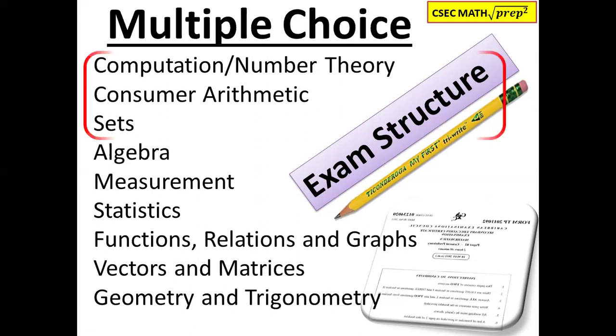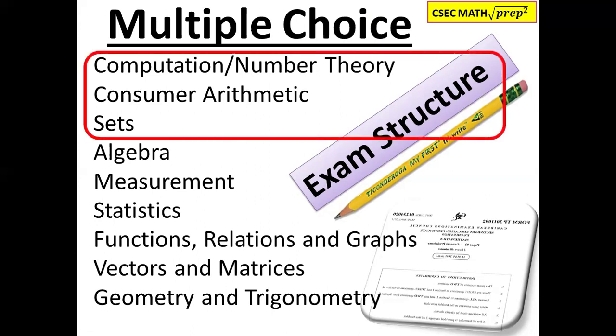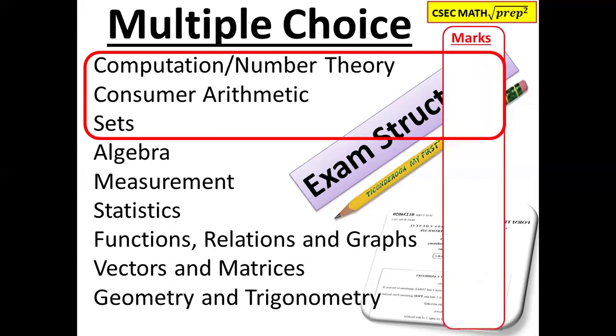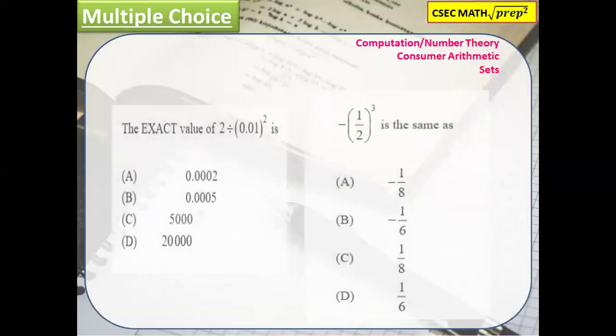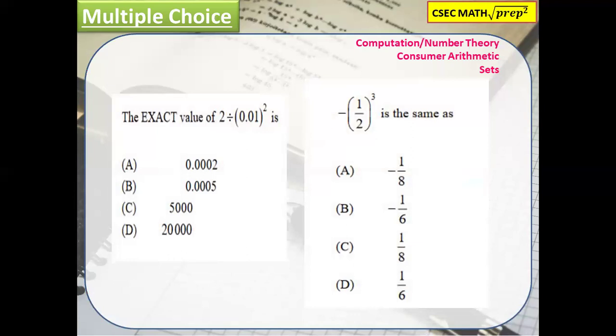All right, so this is the structure of the exam, and what we're going to be doing in this video is going through a few questions. I think I have about 100 questions here. We won't waste any time. We'll be going through the first set with the 3 topics that you see highlighted in red here. The question profile is as such: 6 questions from the first section, 8 questions from consumer arithmetic, and then 6 questions from sets. So without further ado, let's go.